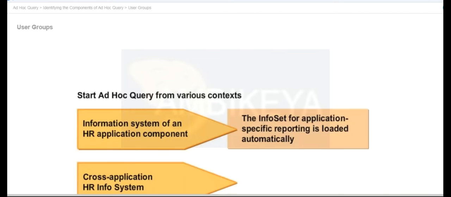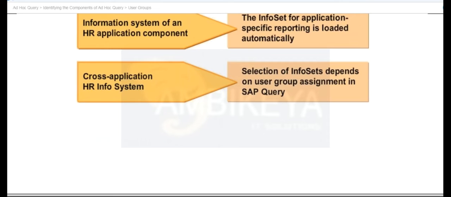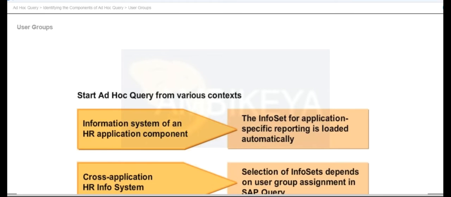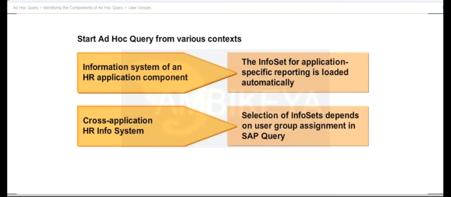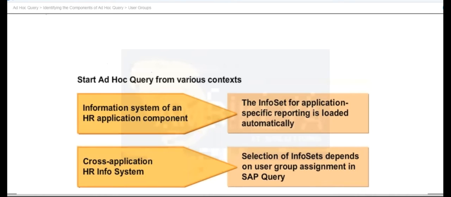Before users can start the InfoSet query using the delivered InfoSets, they must be assigned to the relevant user group in SAP Query. The following SAP Query user groups are used for individual application components. /SAP Query /H0 for compensation management. /SAP Query /H1 for benefits. /SAP Query /H2 for personnel administration. /SAP Query /H3 for personnel development. /SAP Query /H4 for recruitment. /SAP Query /H5 for training and event management.